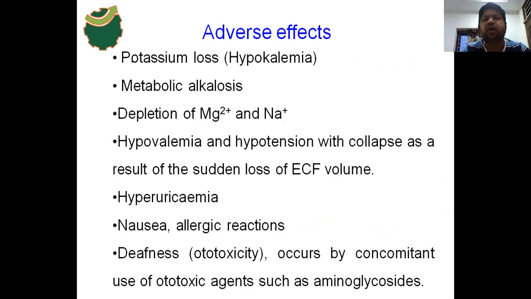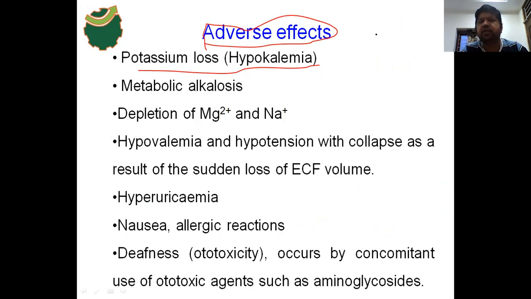And coming to adverse effects, this is also very important. Why? What are the adverse effects? Potassium loss, this is the major problem. Hypokalemia, as you know that along with sodium there is a loss of H plus, there is a loss of H2O, and simultaneously there is a loss of potassium, and even calcium and magnesium. So hence there is a hypokalemia.